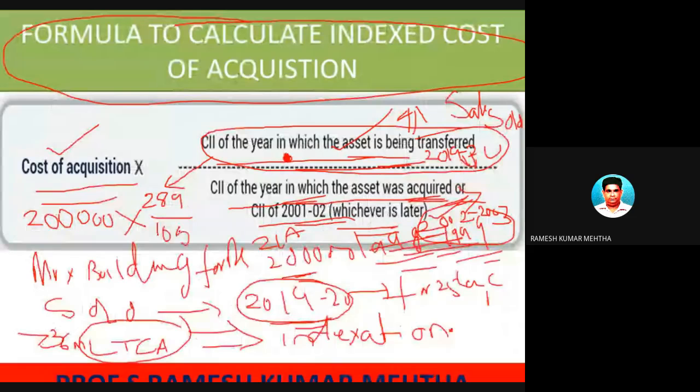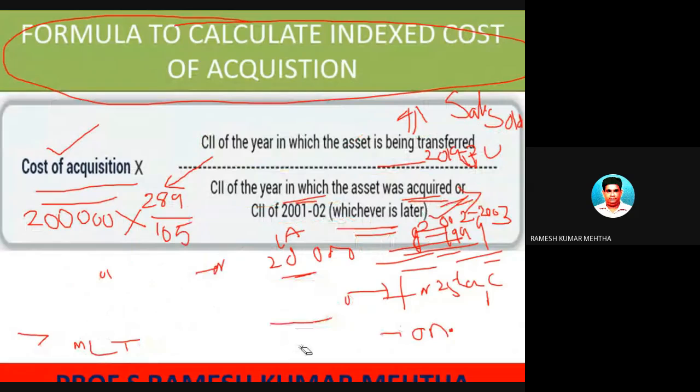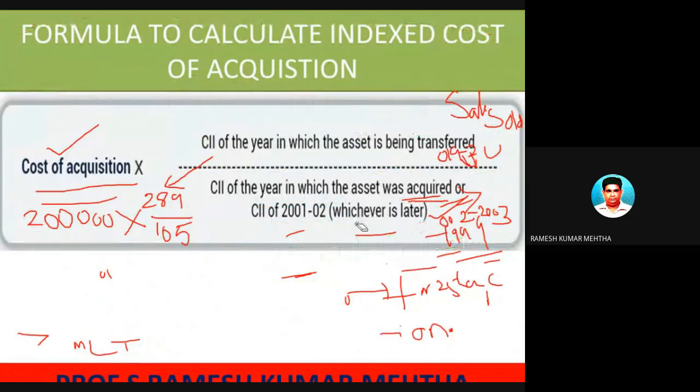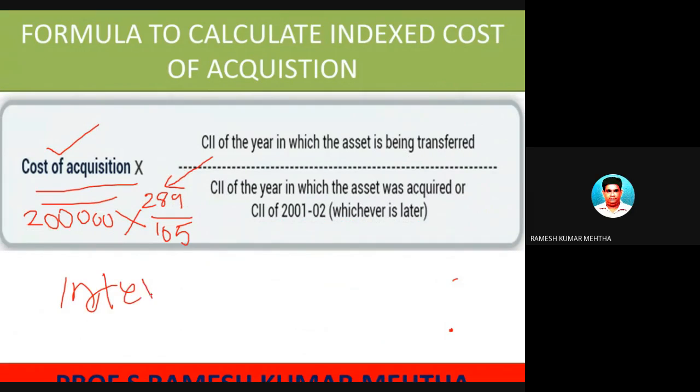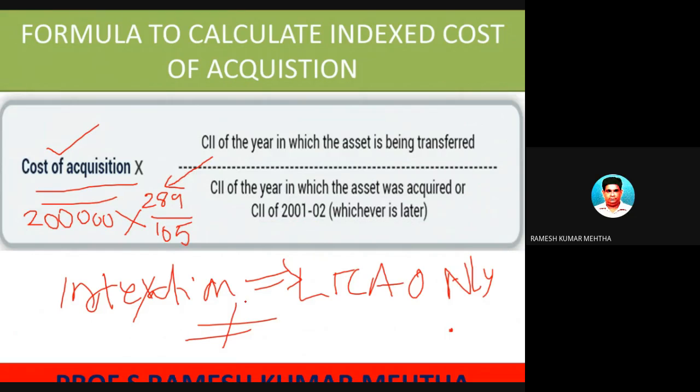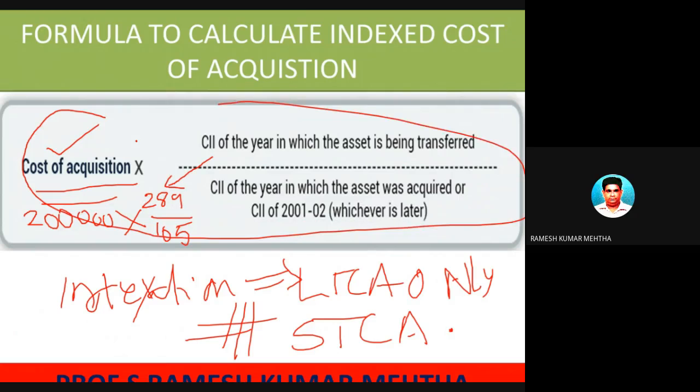So this is the way you are going to find out the indexed cost of acquisition. Very, very simple. If you know the concept, there is no big deal in solving the problem. But if you don't know the basic concepts, you will be in big trouble. So indexation will be done. Please remember, indexation will be for long-term capital assets only, and not for short-term capital assets. Indexation कब करना है? Only for long-term capital assets and not for short-term capital assets.